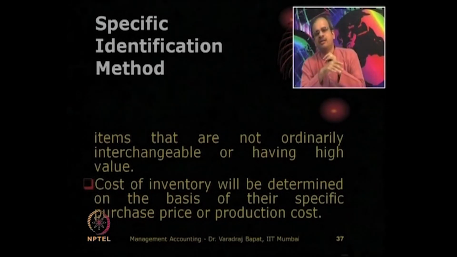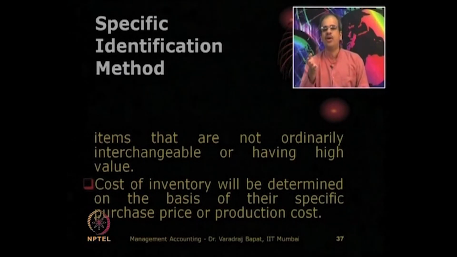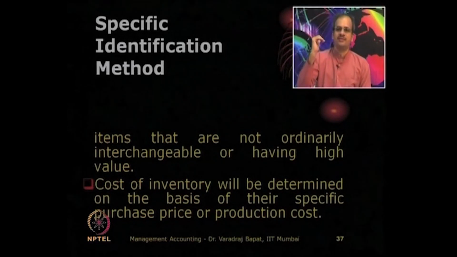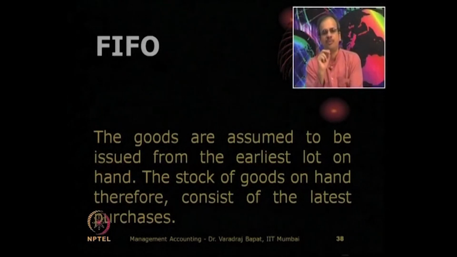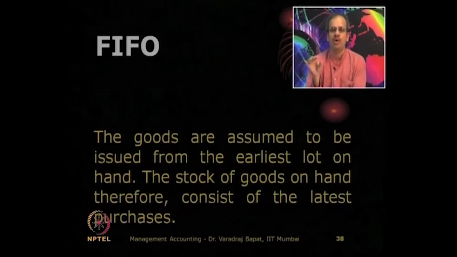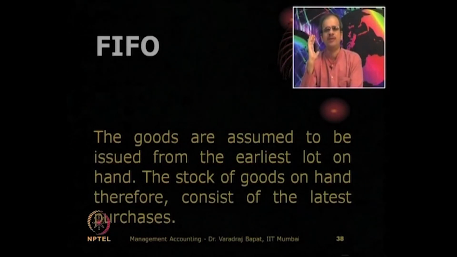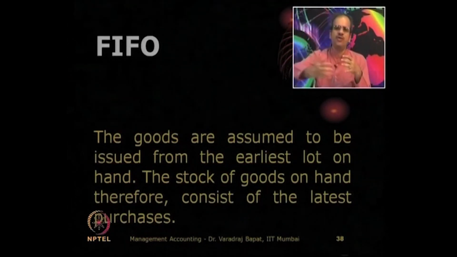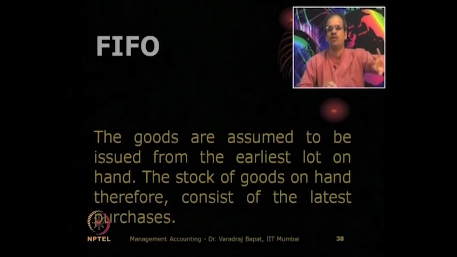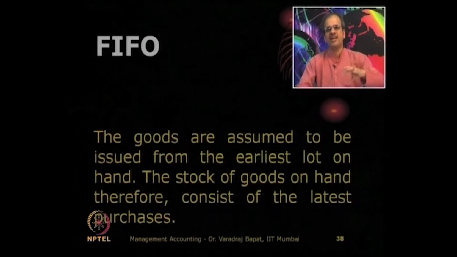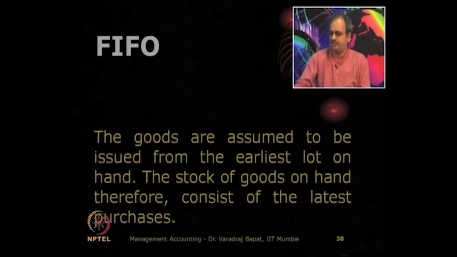That is why, though the specific identification method is very suitable, it cannot be used for all items. So, there are some other methods. There is a method popularly known as FIFO, or first in first out. It is a very logical method. What is assumed is that if you have a number of items coming in, the first item received is issued out first. So naturally, what you have in hand consists of the latest received items.